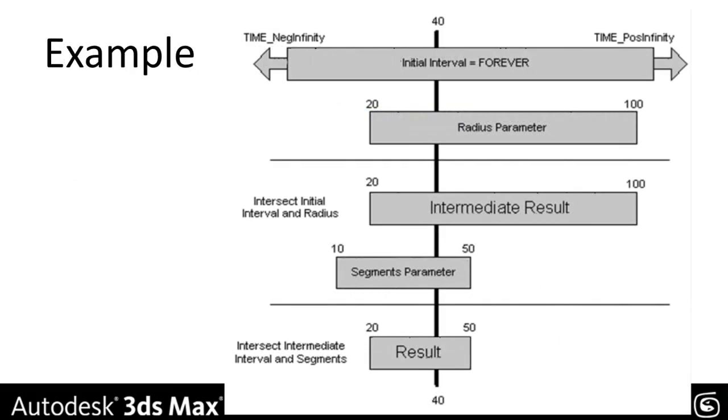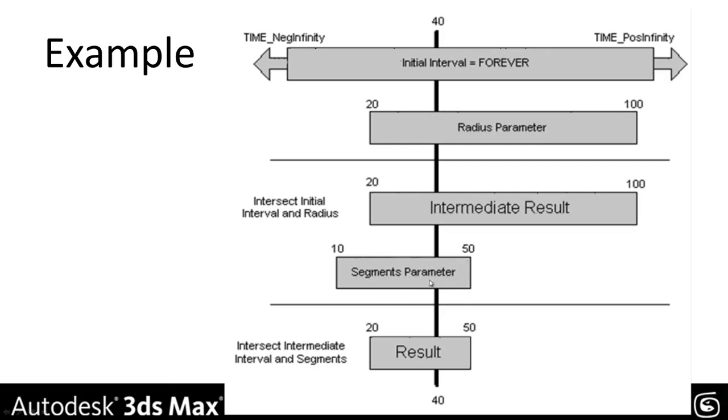So if we take a look at this example, first of all, this line down the middle is what we're looking for. A validity interval is being computed at time 40. And this is an object with two animated parameters called radius right here and segments right here.